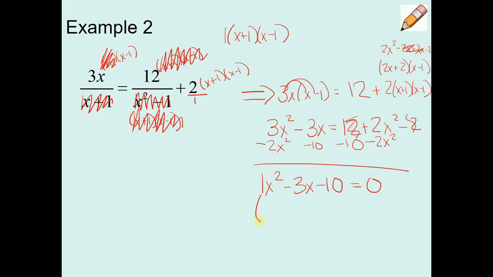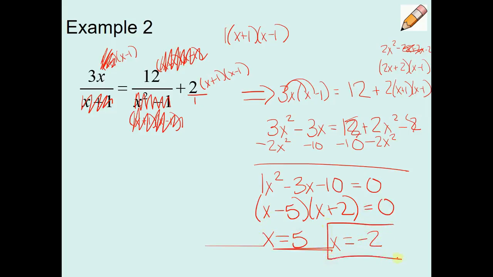That does factor into negative 5 and a positive 2 because my a is 1. That's why I can take my shortcut. So I got x is 5 and x is negative 2 for both answers. Now, check your original. Does 5 work in the denominators?